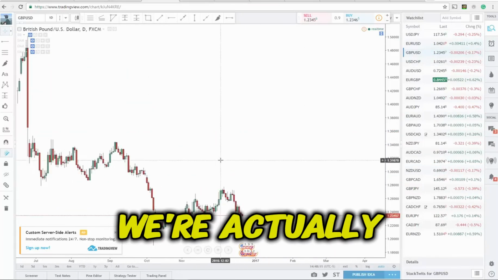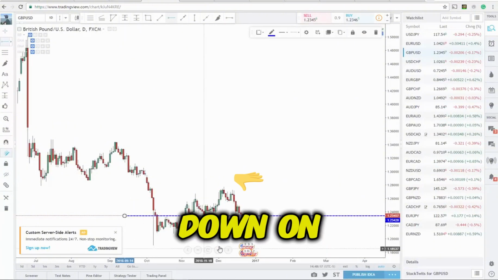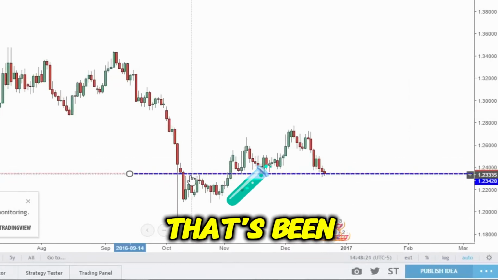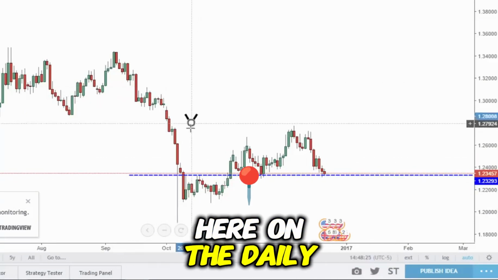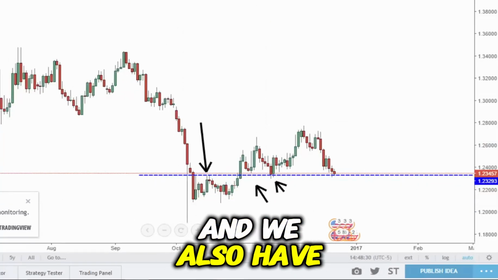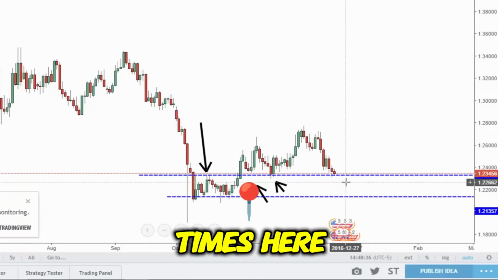Moving on to the pound dollar now. Here on the daily chart, we're actually at a point of support that I'd like to pay attention to and see what happens down on our lower time frames. As you can see, we have this support level that's been tested multiple times here on the daily chart. Once as resistance here, 2 different times as support here. And we also have that next low, that next support level tested a couple of times here that we'll be looking at for support.